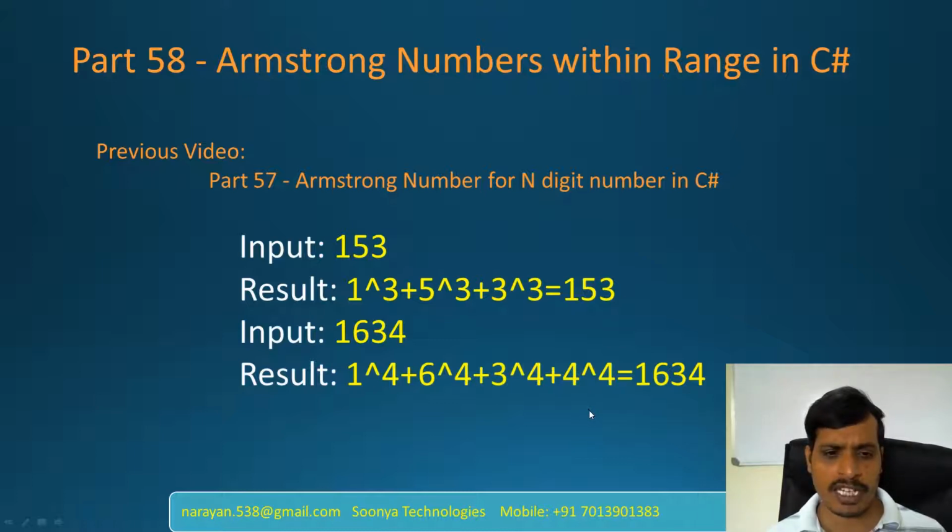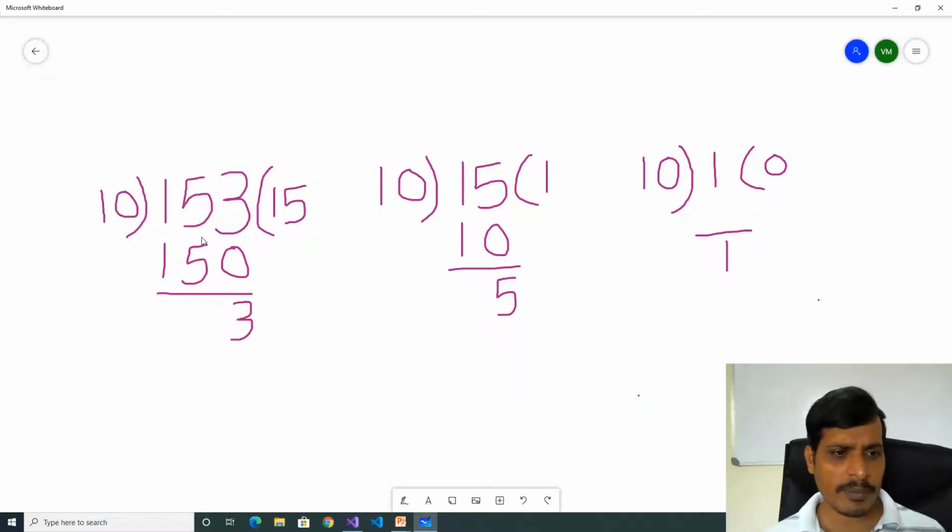We use the modulus and division operators to get individual digits from a number. Here we have input number 153. 153 divided by 10 gives quotient 15 and remainder 3. In the second iteration, take 15 and divide by 10: quotient is 1 and remainder is 5. In the third iteration, take 1 and divide by 10: quotient is 0, remainder is 1. Here we got individual digits 3, 5, 1 from number 153.